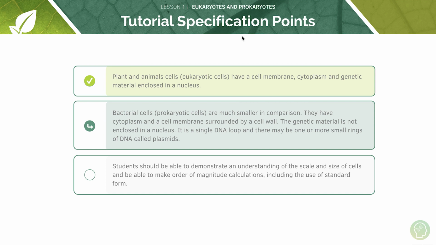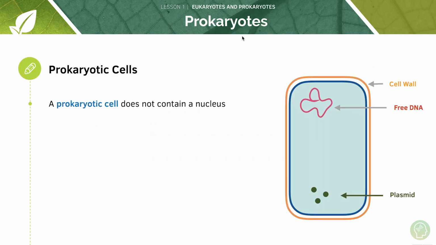So now that we have an idea of what eukaryotic cells are, let's talk about prokaryotic cells. You may want to pause the video at this point to read the specification point. A prokaryote is a simple, single-celled organism that lacks a nucleus and membrane-bound organelles. We'll talk more about the nucleus and organelles in the next tutorial, but what I want you to keep in mind for now is that prokaryotic cells are not divided up on the inside by membrane walls, but consist instead of a single open space.